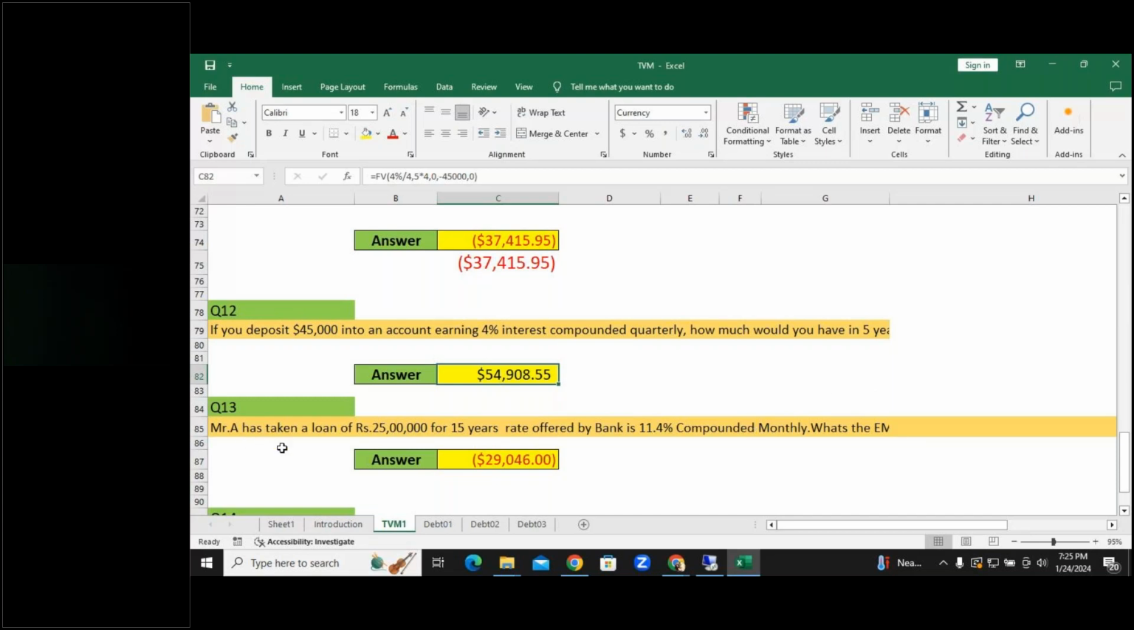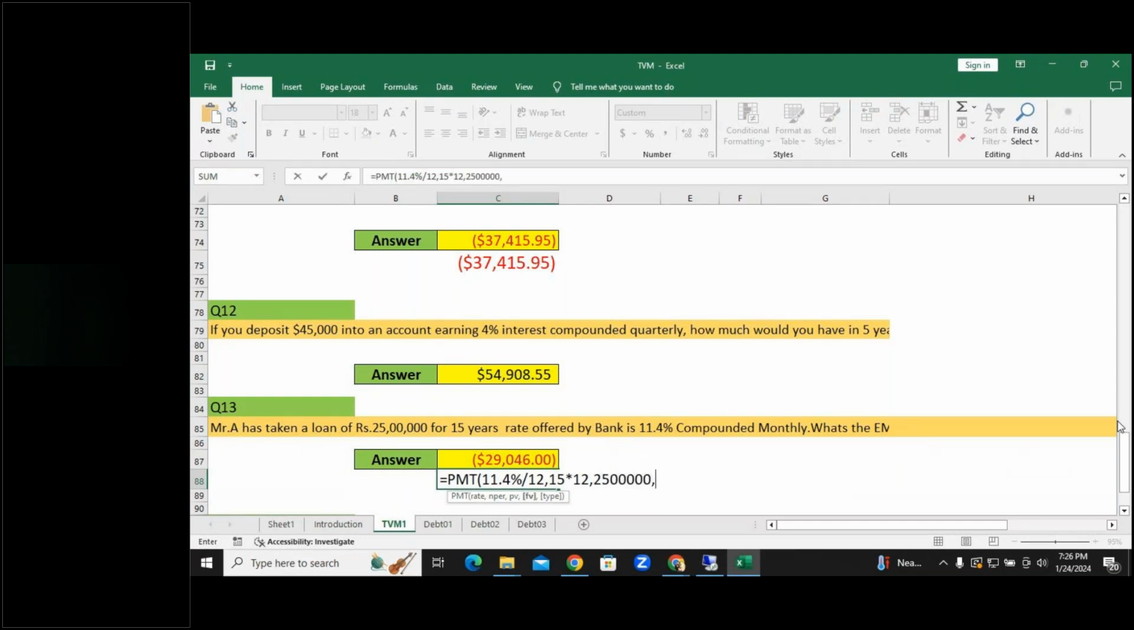So here also Mr. A has taken a loan of rupees 25 lakh for 15 years. Rate offered by the bank is 11.4% compounded monthly. What is the EMI? So here I have to give equals PMT, open the bracket, rate offered by the bank is 11.4% compounded monthly, divided by 12, comma, N per is for 15 years, 15 into 12, comma, present value. So I am receiving 25 lakh rupees, comma, future value is 0. I have to check it for end of the period. So every month I am supposed to pay 29,046 rupees as an EMI.